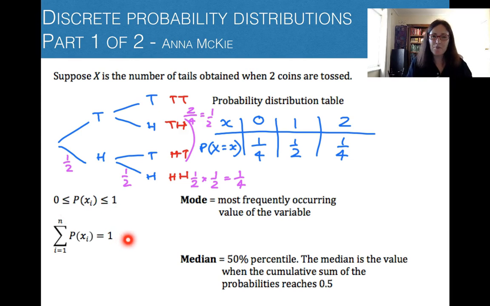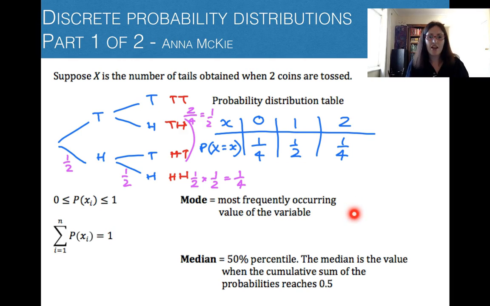This here, this is called summation notation, if you haven't come across it before. And essentially what it means is that all the probabilities of all the different outcomes have to add up to 1. And that makes something a discrete probability. So that's what we've got here. Each probability is less than 1. And if you add them all up, they will equal 1. So that's a key fact.